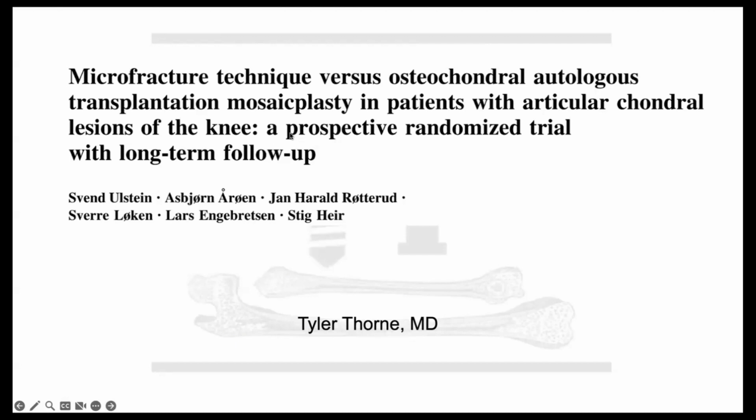All right, moving forward, Tyler. All right. Thank you. Let's get started. So looking at microfracture technique versus the OATS in articular chondral lesions of the knee.